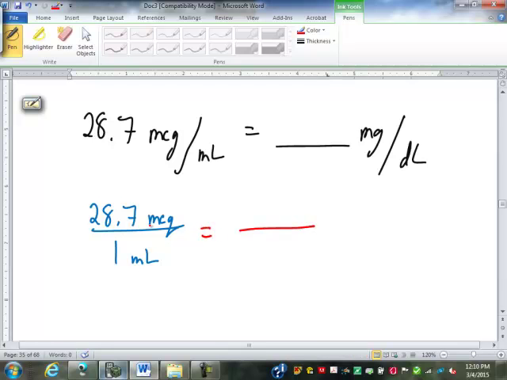We have to convert micrograms into milligrams. Well, micro to milligrams on the chart is 3 spots to the left. So I have to move my decimal point 3 spots to the left. I have to add a 0 there. So that'll be 0.0287. I also have to convert milliliters into deciliters.